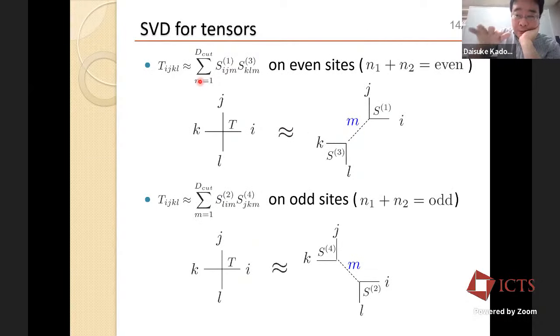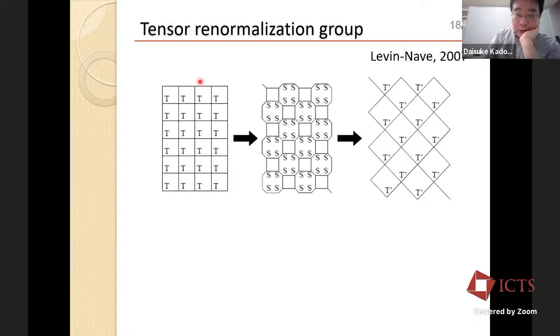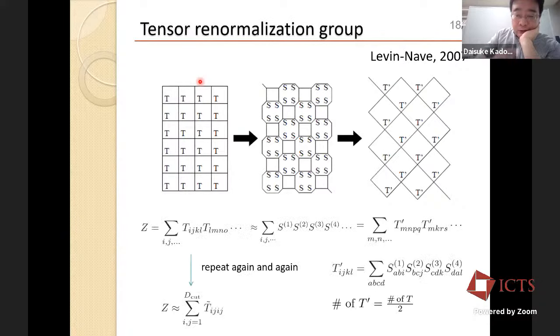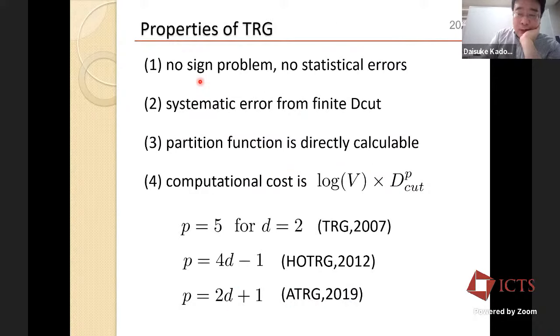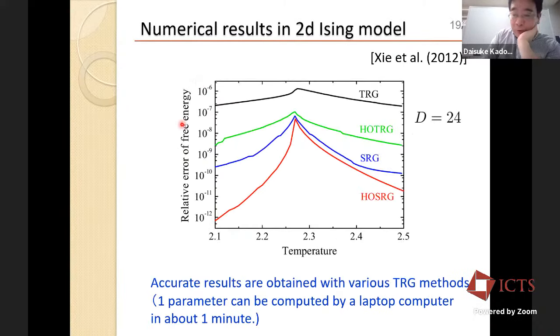By this truncation, the less important information is discarded, but such truncated information does not affect the value of the free energy. Okay, because the relative error of the free energy is obtained in this order. So very accurate results are obtained, and the truncation effectively works in the tensor renormalization group method.